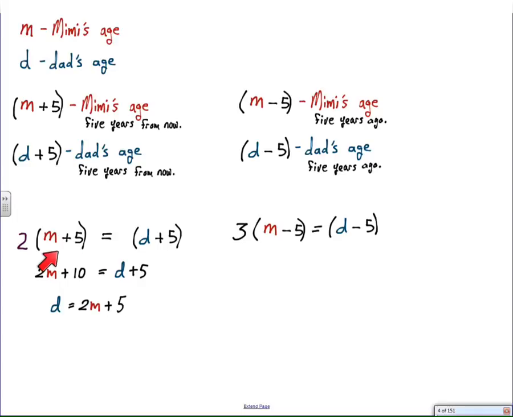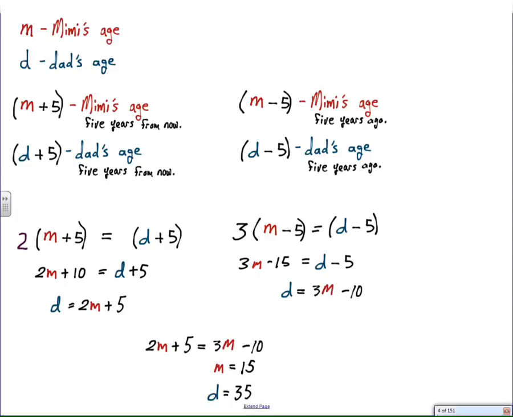As we recall here, 2 times Mimi's age 5 years from now will be the same as Dad's age 5 years from now. You can see how in English it makes sense, but now that it's in math, I can just do the math. Over here, if we take Mimi's age 5 years ago, it was 3 times Mimi's age 5 years ago, you get Dad's age 5 years ago. And again, just do the algebra that we should have learned last year, and whether we did or not, it's okay, we'll learn it. And we can answer the question. Mimi's 15 and Dad was 35.